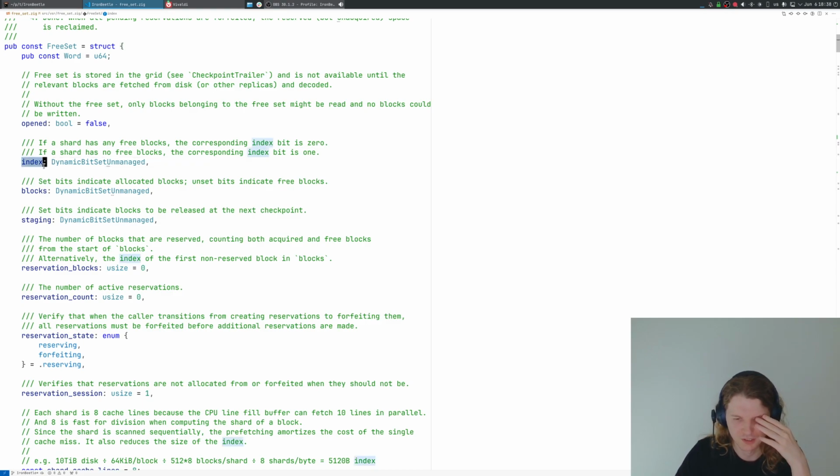So what is stored in the index? The index is sort of like a compressed bit set. In blocks we have a bit for each block. In the index we have a bit for a bunch of blocks, and if a certain bunch of blocks are full in blocks, then we set this bit in the index. So we can quickly skip through many blocks in the index.